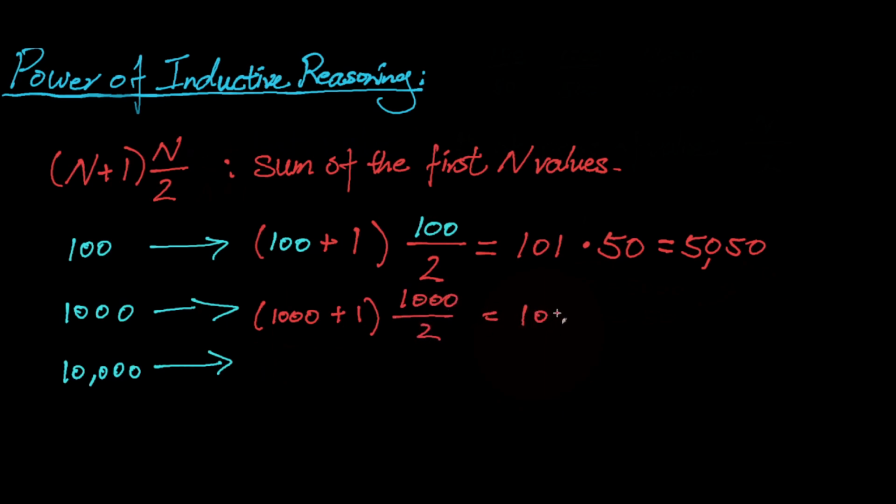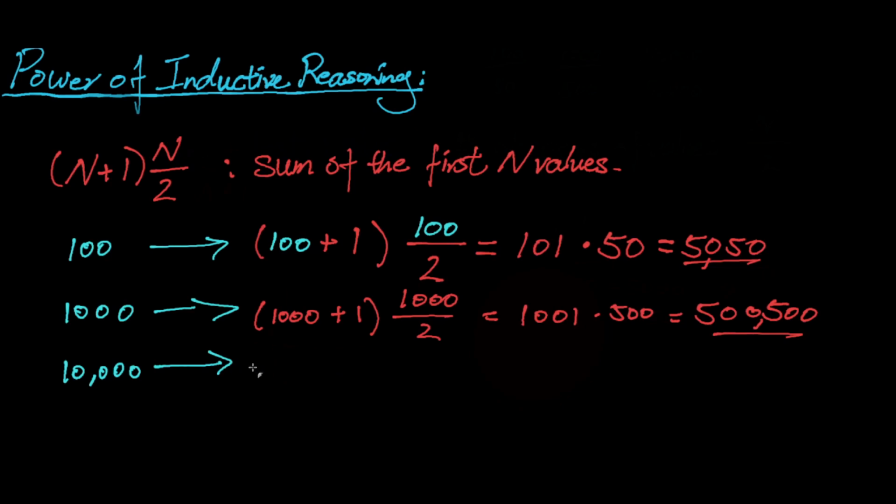In the case of 1,000, we have 1,000 plus 1 times 1,000 divided by 2, which means it's 1,001 times 500. 500 times 1,000, that's 5 zeros behind it. And since we have 1 times 500, that 0 should be a 5 instead. Let's fix that. 500,500. Here we go, a number that we've seen before.